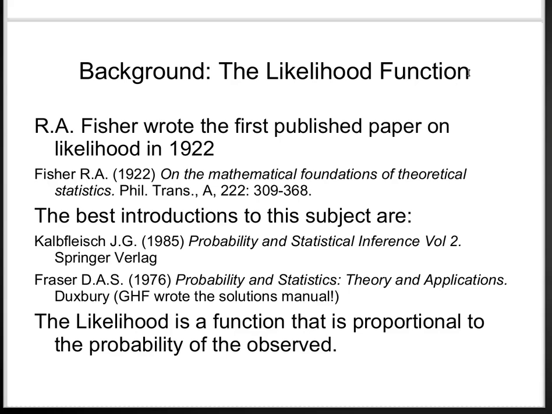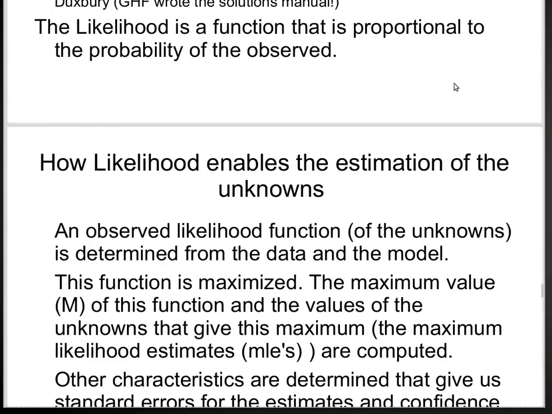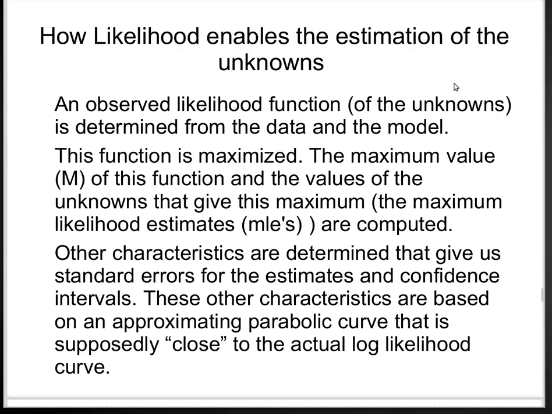So the likelihood function has a very simple definition. It's a function that's proportional to the probability of the observed. That doesn't sound like much, but that's what it is. So, how does likelihood enable the estimation of the unknowns? Well, for every model, once we get our data, we're going to have what's called the observed likelihood function. And it's a function expressed in terms of, in our case, the betas. Beta 0 to beta whatever, beta k.